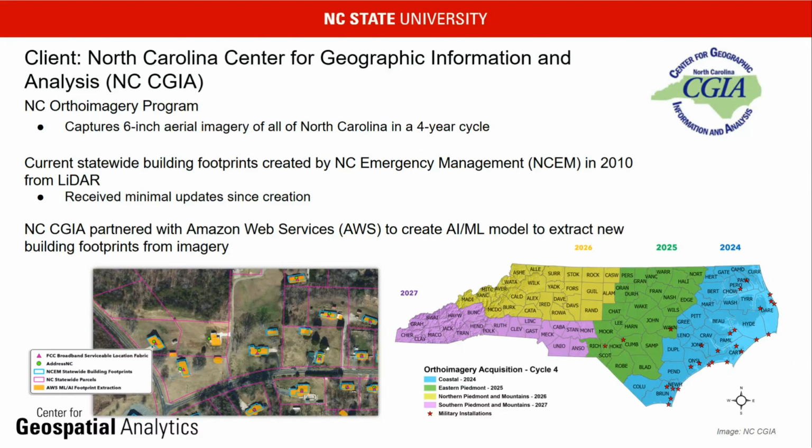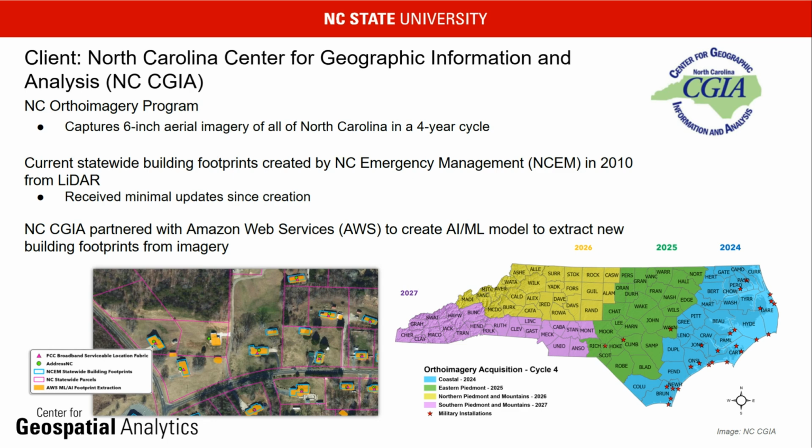My client is the North Carolina Center for Geographic Information and Analysis, who are the central GIS office for North Carolina and run several statewide programs. Relevant to this project is the NC Ortho Imagery Program, which captures 6-inch imagery of all of North Carolina in a 4-year cycle. They partnered with Amazon Web Services to extract building footprints using an AI machine learning model from the imagery that they collect.